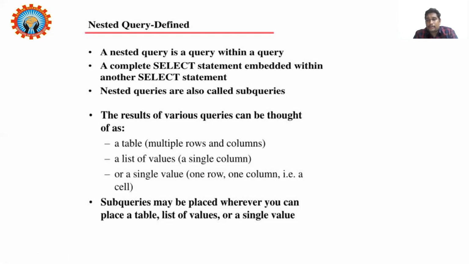I want three attributes which consist of three values. That is called a table: multiple rows and columns. A list of values is a column. A particular row and particular column is called a cell.